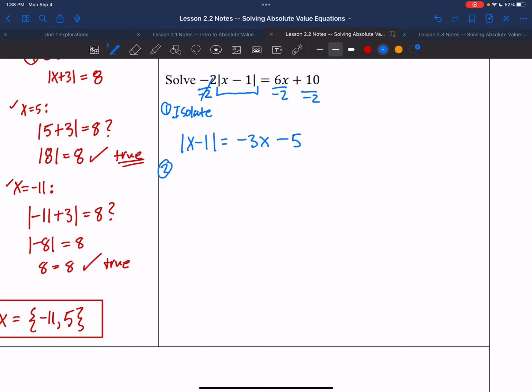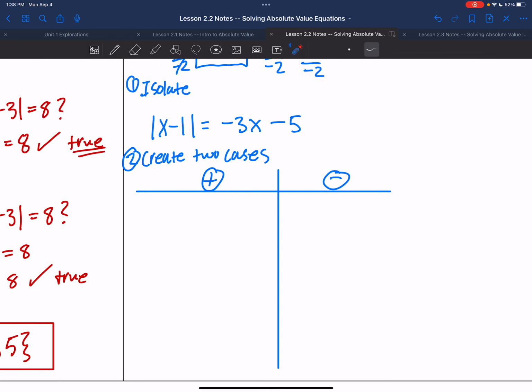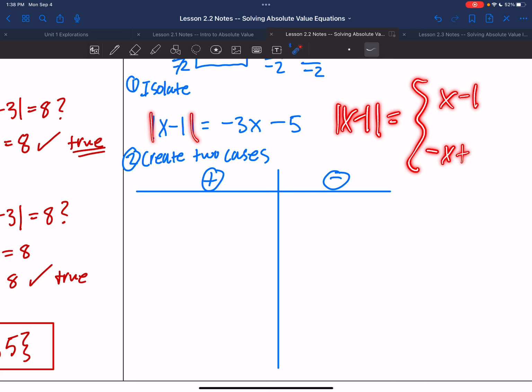So step 2 is create two cases. And so I'm going to make my t-chart. Make it nice like this. And so we'll do the positive case and we'll do the negative case. So see, the positive case, remember, what you are doing is we're taking this absolute value expression, x minus 1, and we're looking at the piecewise definition. The first one, you keep it the same. But the second one, you flip the signs, because what you're doing is taking the negative of it, the opposite of the first one. So it's negative x plus 1.